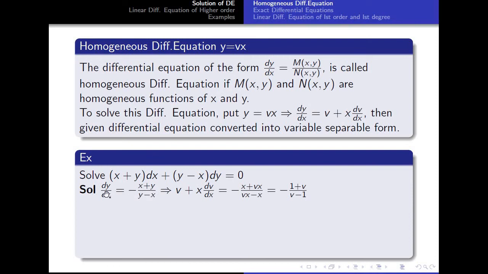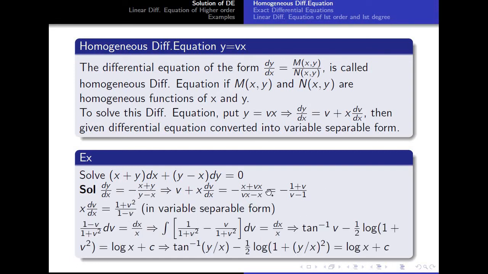Therefore we have to put y is equal to vx, and dy by dx is equal to v plus x into dv by dx, which is equal to minus (x plus vx) divided by (vx minus x). Then x gets cancelled from numerator and denominator. Now we take v to the right hand side, and if we simplify this, we directly get x into dv by dx is equal to 1 plus v square divided by 1 minus v square. This is in variable separable form.